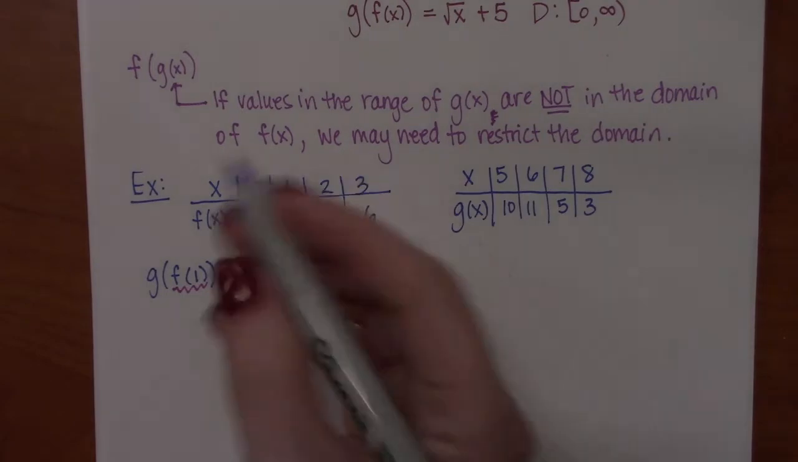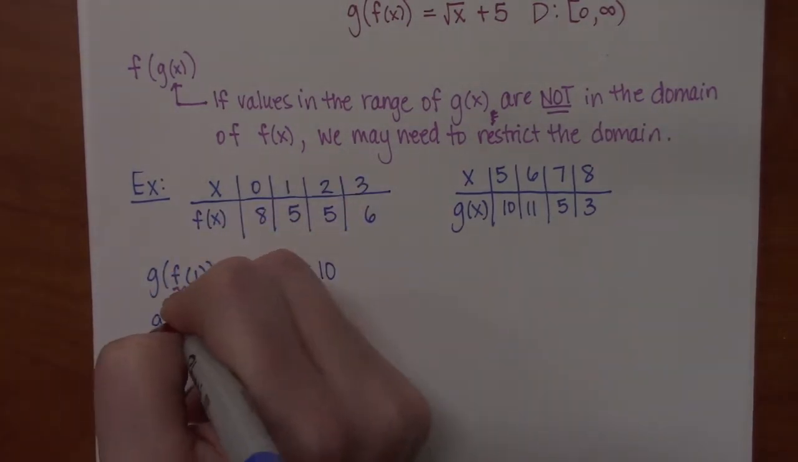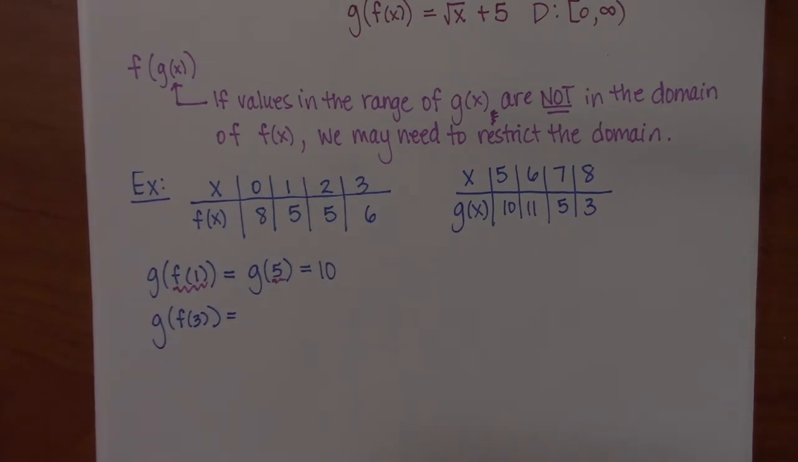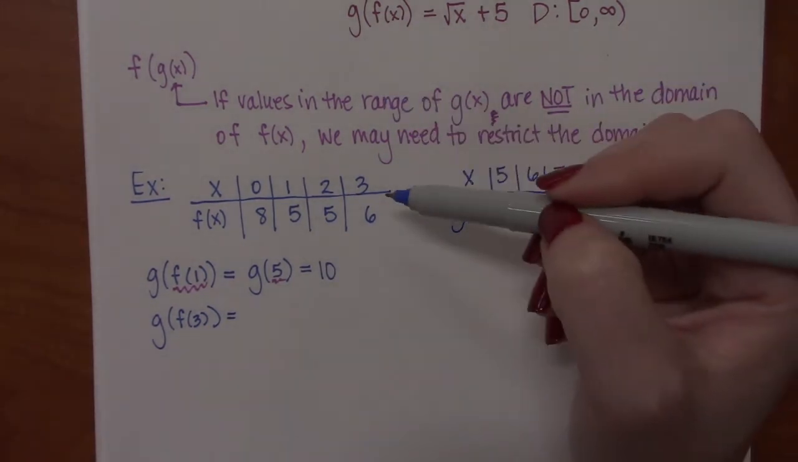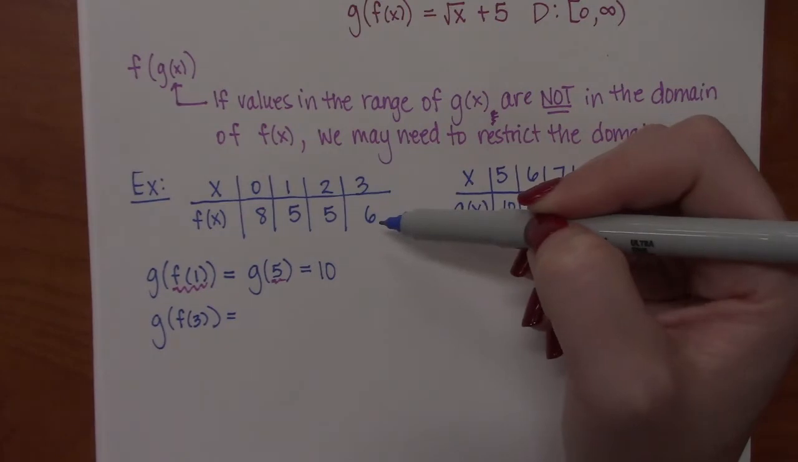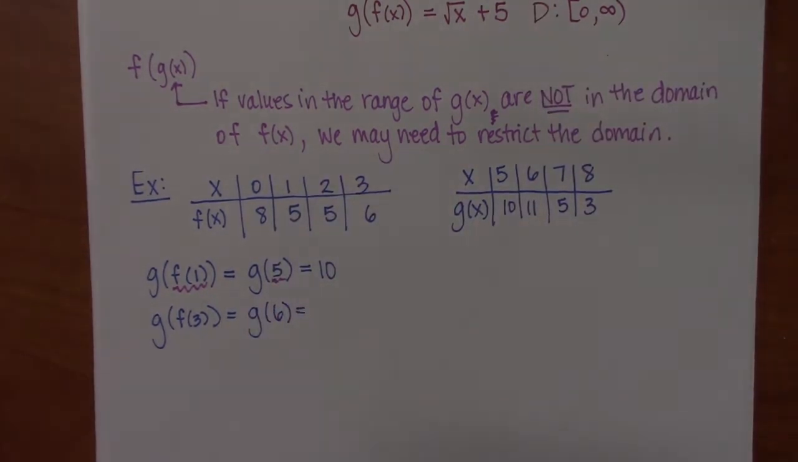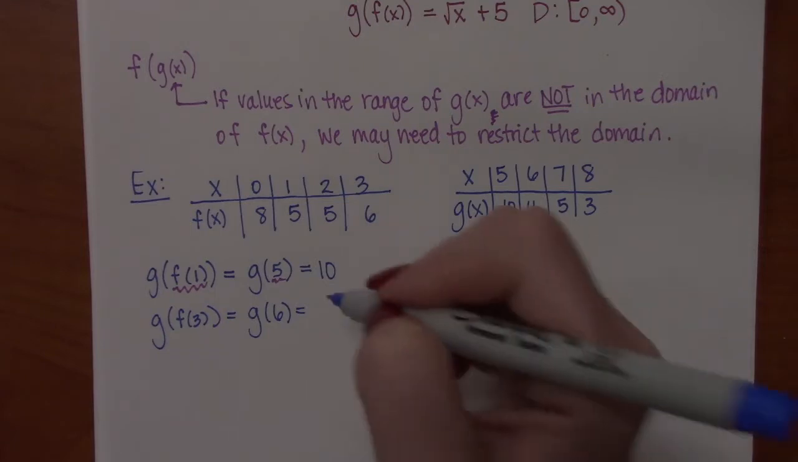What happens if we want to find g of f of 3? So for g of f of 3, well, f of 3 is 6, so that's really saying find g of 6. And if I go over to the g of x table, g of 6 is 11.